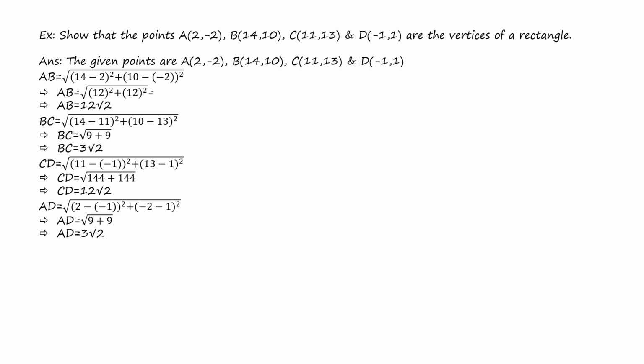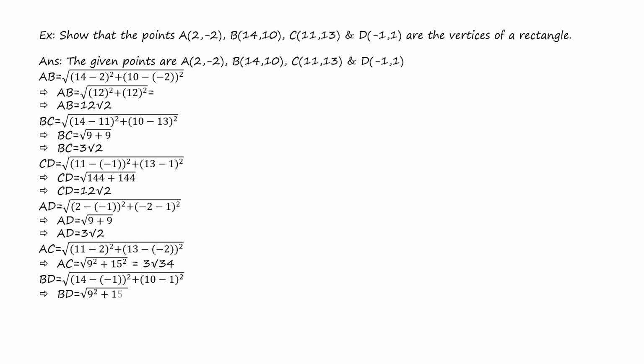AD equals the square root of (2 minus 1) whole square plus (-2 minus 1) whole square, written as 3 root 2. AC equals the square root of (11 minus 2) whole square plus (13 minus 2) whole square, which is 3 root 34, and BD equals the square root of (14 minus 1) whole square plus (10 minus 1) whole square, or it is also equal to 3 root 34.